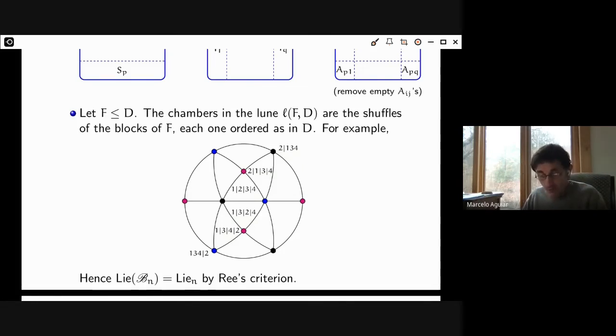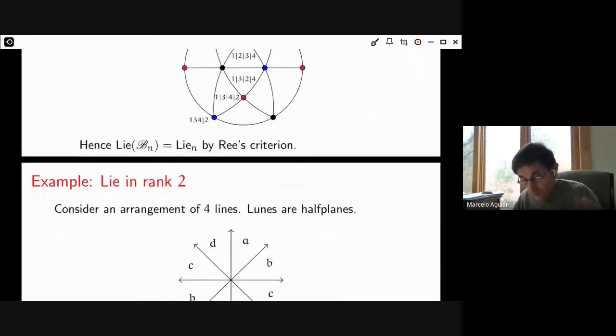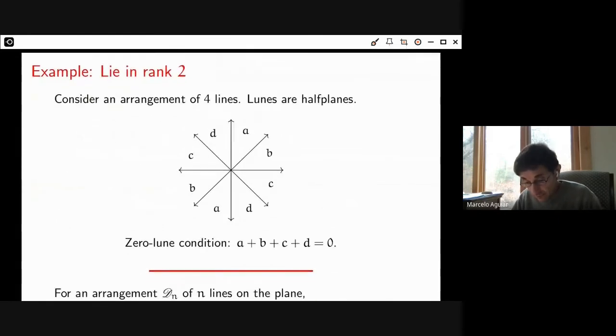And the bottom line of all this is that when you analyze the definition that we gave of Lie for the braid arrangement, remember there was one equation for each lune, and what you had to say is that the coefficients add up to 0. The coefficients of these lunes add up to 0. That's exactly the orthogonality in Ree's criterion. So our definition recovers the classical definition of Lie from this perspective, thanks to Ree's criterion. So that's the connection between our definition and the classical free Lie algebra.